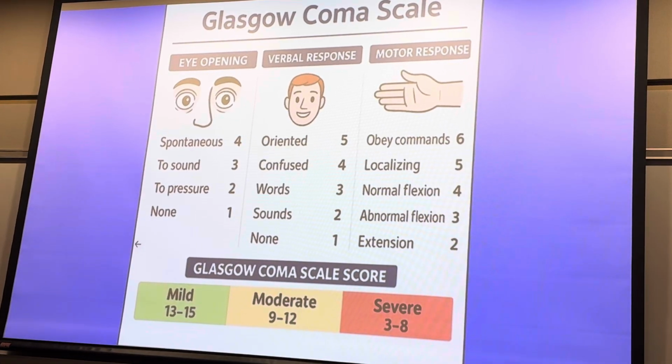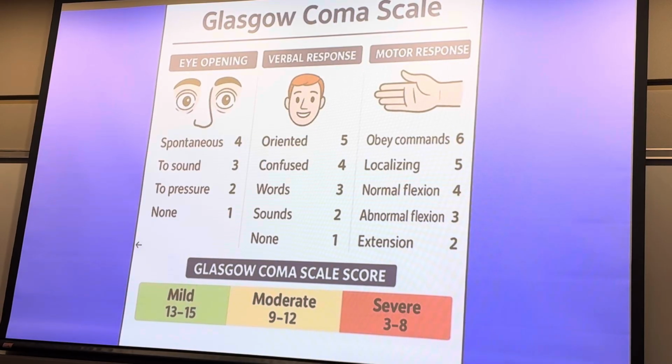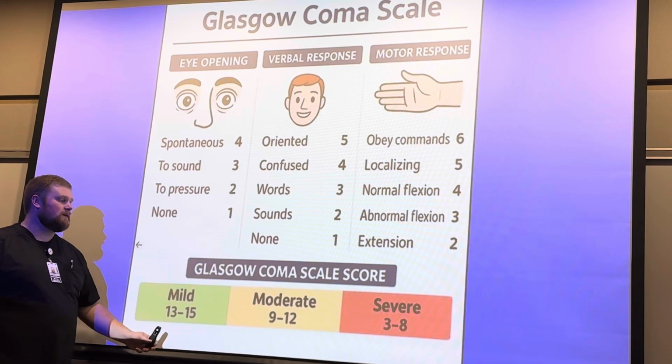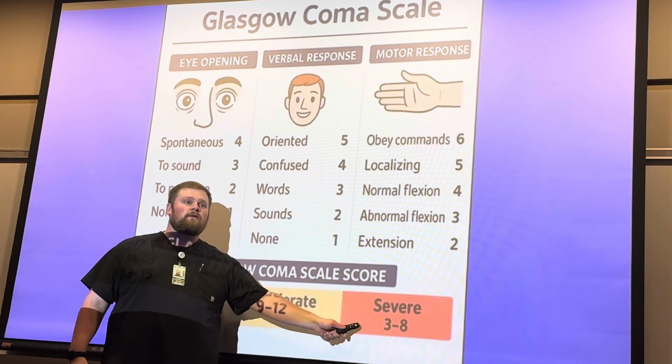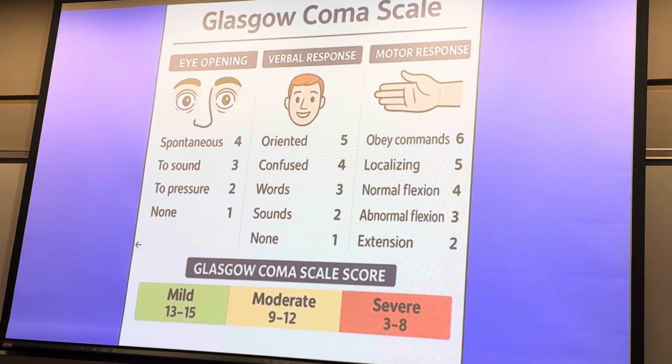Now, do these numbers vary depending on what hospital you're at, or is this across the board? This is across the board, it's pretty standard. Patients can also fluctuate too, so just because they came in with a 13 GCS doesn't mean they can't come down the scale. They can kind of go back and forth between the scale as well.